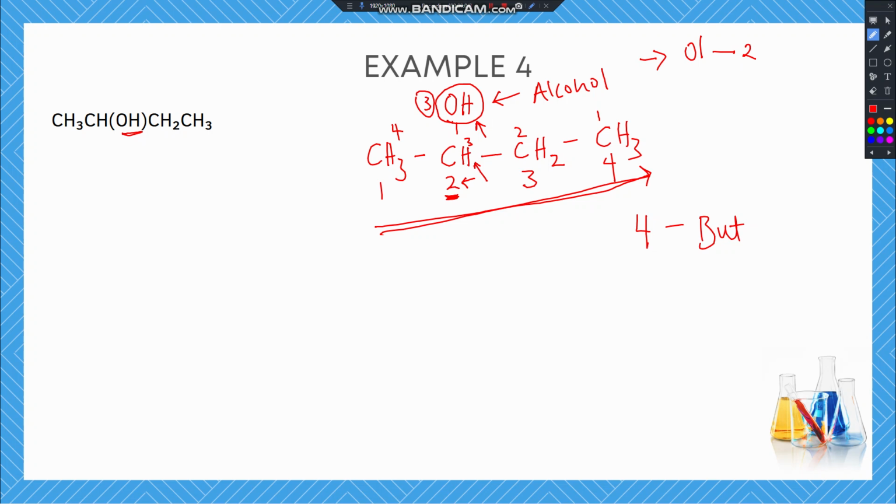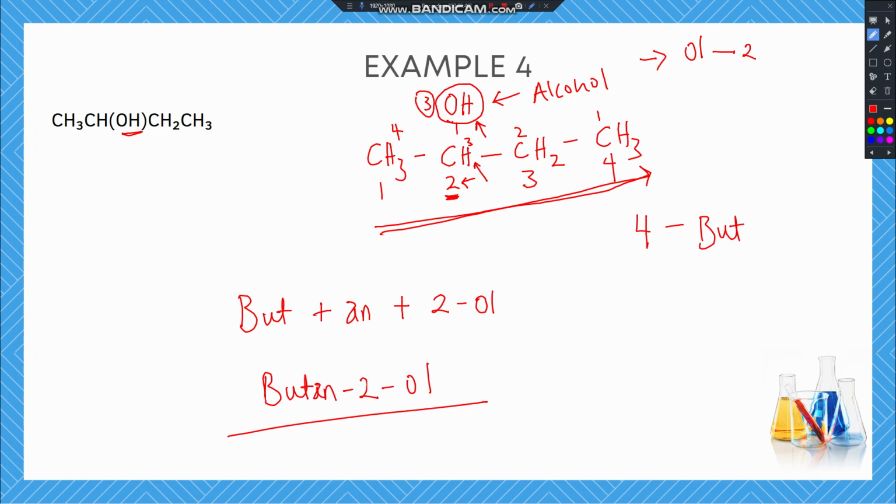All right, so now let's go ahead and indicate everything in place. We have 4 carbon atoms, which is BUT, plus it is an alkane because only single bonds are present throughout the structure. So we have AN, since it's an alkane, and then plus the functional group, which is an alcohol functional group, and the number is number 2. 2-ol. So altogether we have butan-2-ol as the name of this compound.